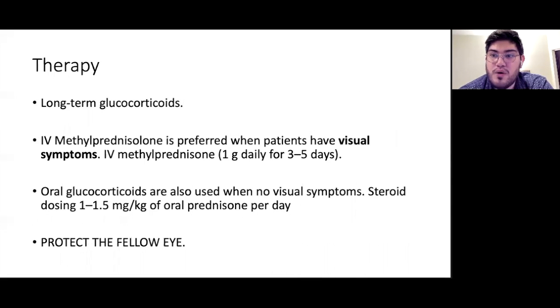Now, therapy. Glucocorticoids are the mainstay of therapy. A lot of the times they're long-term. Patients are on them for several months and years. There's no consensus, but some of the things I was able to find is that when patients have visual symptoms, IV methylprednisolone is preferred. And when they don't have symptoms, you might get away with doing oral glucocorticoids. You want to protect the fellow eye. It's really important, even if it's only unilateral. And there are other therapies, other immunosuppressors like methotrexate and azathioprine that you can use, but glucocorticoids are one of the main ones.